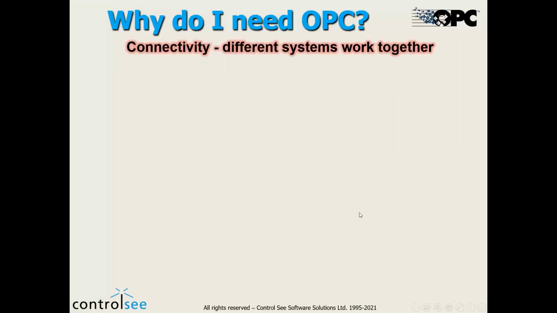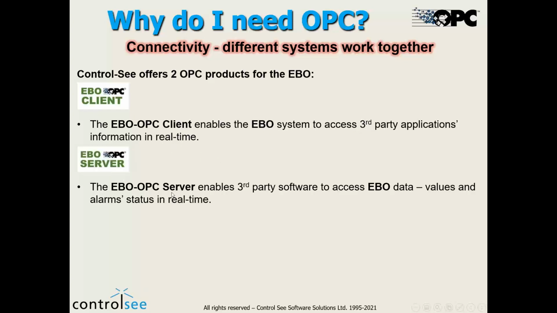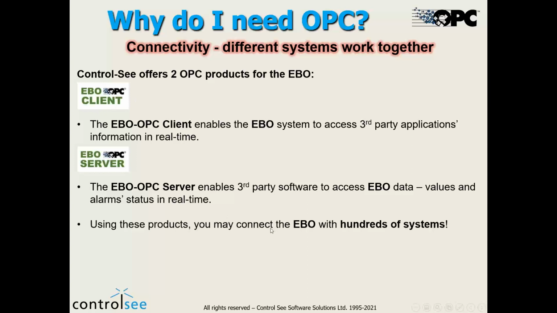Why do I need OPC? Connectivity. This is the word. Different systems can work together. Control C offers two OPC products for the EBO. The first product is the EBO-OPC Client. The EBO-OPC Client enables EBO systems to access third-party applications' information in real time. The OPC Server enables third-party software to access the EBO data, values, and alarm statuses in real time. So it's the opposite direction to the client. Using these products, you can connect the EBO with hundreds of systems.